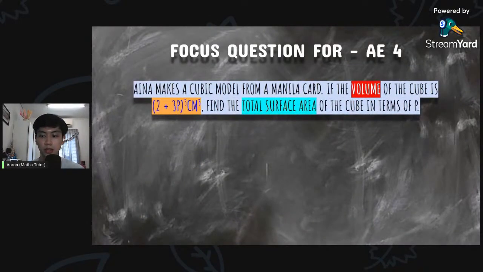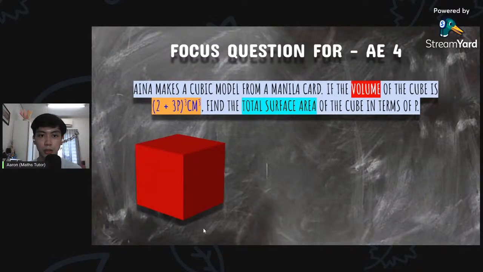Okay, question 4. Okay, so we see here, Aina makes a cubic model, which is, okay, kita lihat cubic model with a manila card. So dia guna manila card untuk buat satu cube. Okay, satu cube. So if the volume of the cube is 2 plus 3p, cube. Okay, ada cube sini. Okay, the volume, and then find the total surface area of the cube in terms of P.